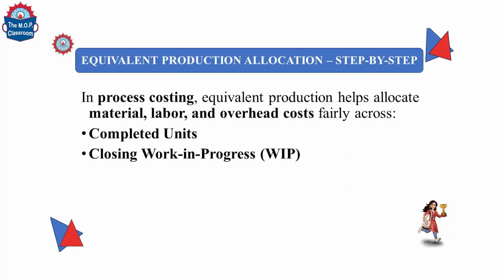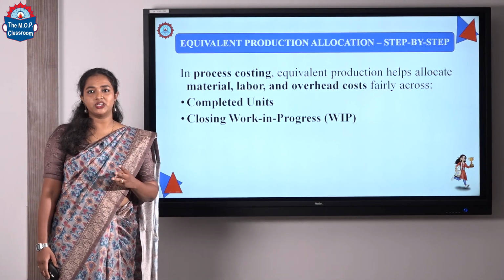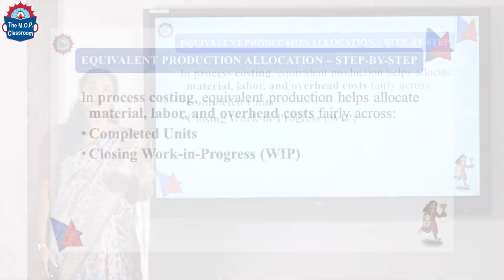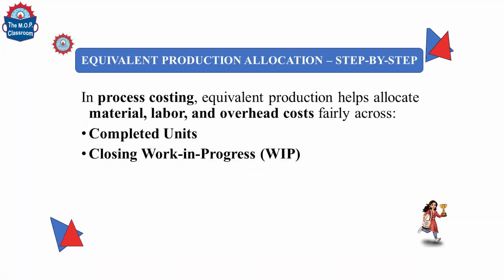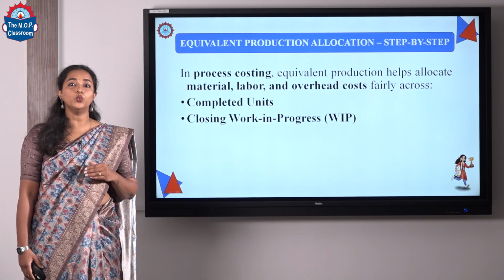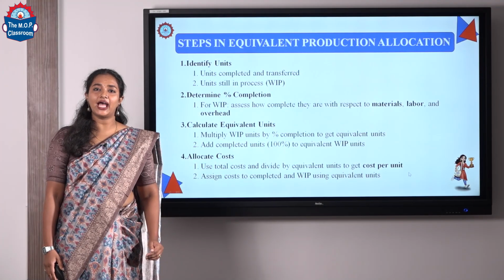Moving on, let us start with the equivalent production process step by step. Basically we all know the three major heads of costing, that being material, labor and overhead. For these three heads, the cost is allocated under both completed units as well as incompleted units. When I say incompleted units, I refer to work in progress. Step 1 is to identify units, completed as well as work in progress. Under work in progress, we are going to cover all three heads, material, labor and overhead.